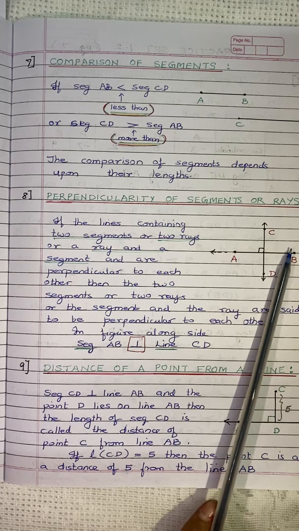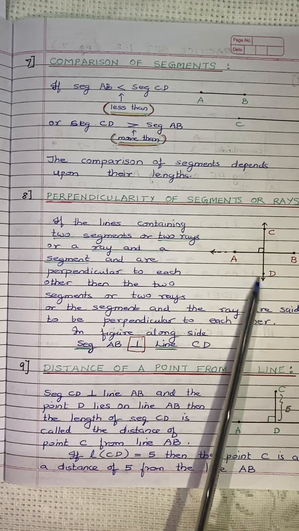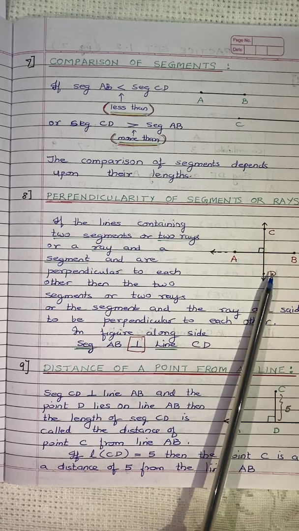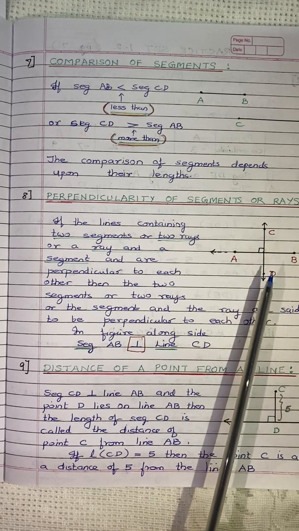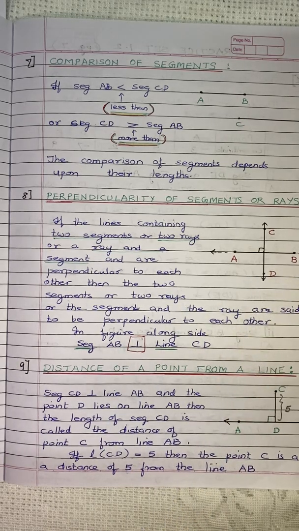Or if there is a ray, then we can say the two rays are perpendicular to each other. If rays are shown, or a segment and a ray are shown, then we can say a segment is perpendicular to a ray, or a ray is perpendicular to a segment.